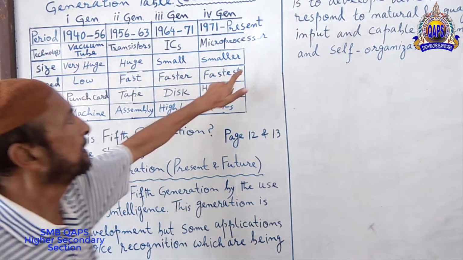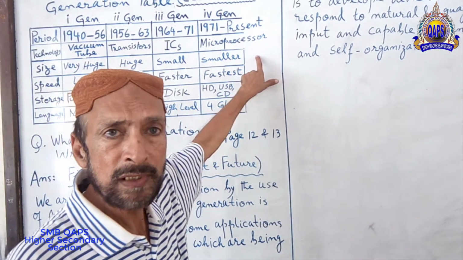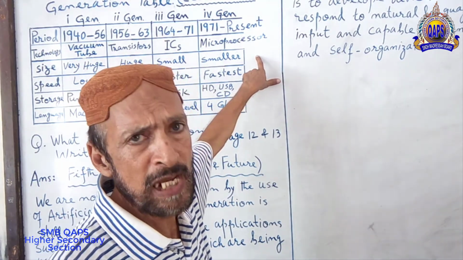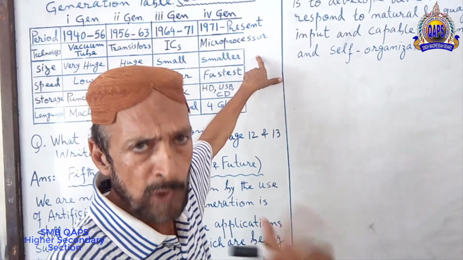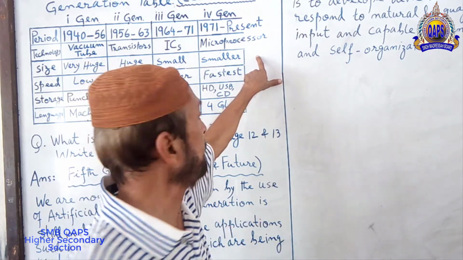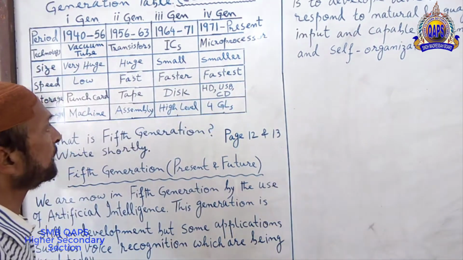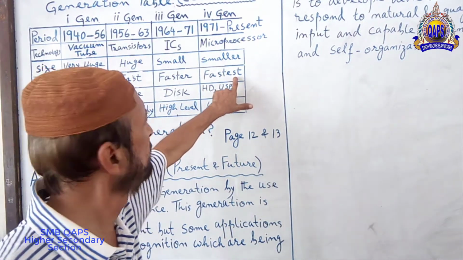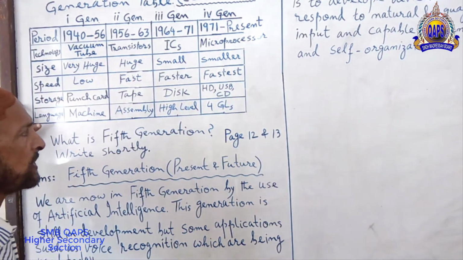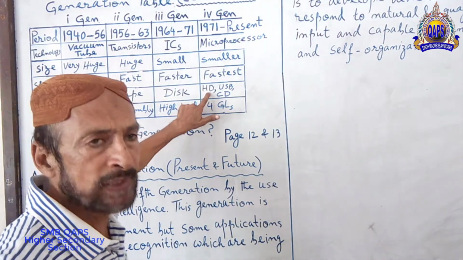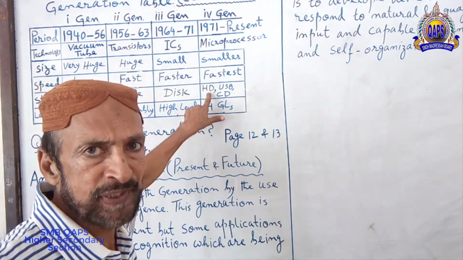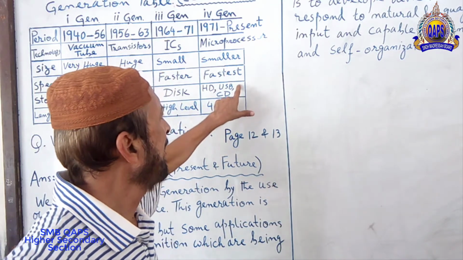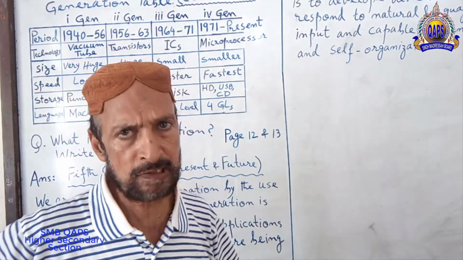Size: smaller. Remember the IBM PC, the computer which you have at your home, belongs to fourth generation. Speed: very fast. Storage: hard disk, floppy disk, USB, CD. I did not write floppy disk over here.